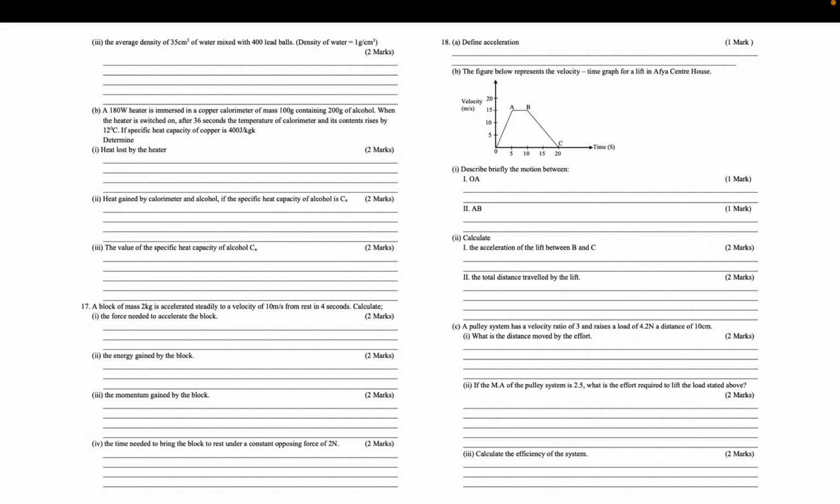(c) A pulley system has a velocity ratio of 3 and raises a load of 4.2 N a distance of 10 centimeters. (i) What is the distance moved by the effort? 2 marks. (ii) If the MA of the pulley system is 2.5, what is the effort required to lift the load stated above? 2 marks. (iii) Calculate the efficiency of the system. 2 marks.